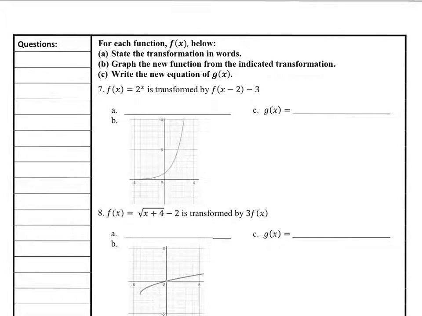So the first problem has a minus 2, which means right 2 because it's inside parentheses, and a minus 3, which is down 3. You do have to memorize that stuff. It isn't a whole lot of fun. So we have right 2, down 3.